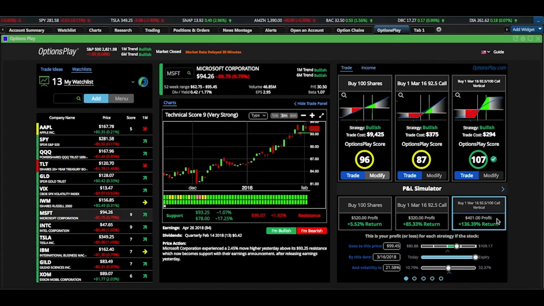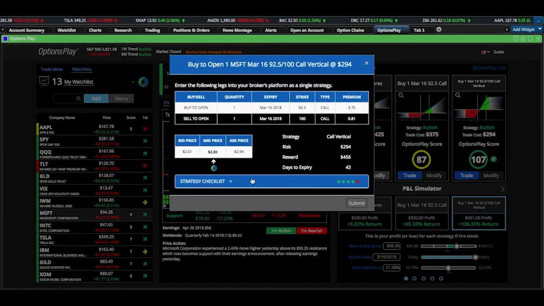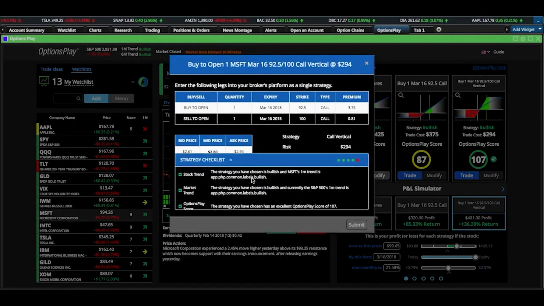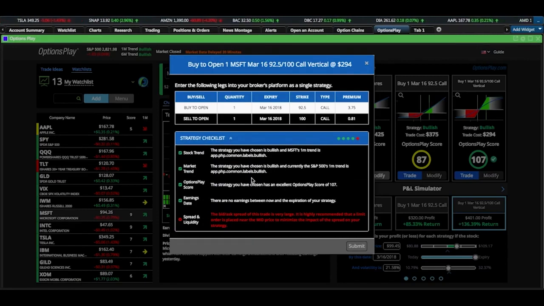Once you've honed in on a specific trading strategy, click on the trade button and that will bring up what's called a strategy checklist. This is a tool that's designed to help beginners to avoid costly mistakes and for advanced traders to make sure that they understand their risk before they place a trade.